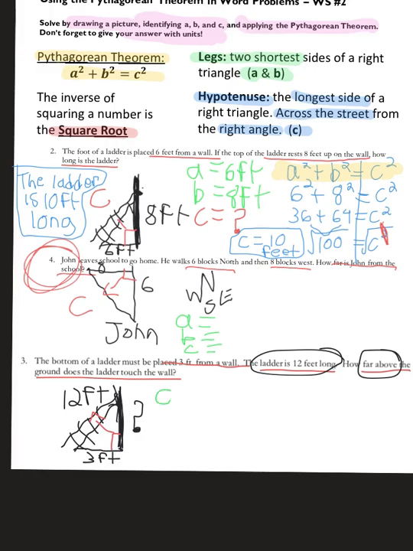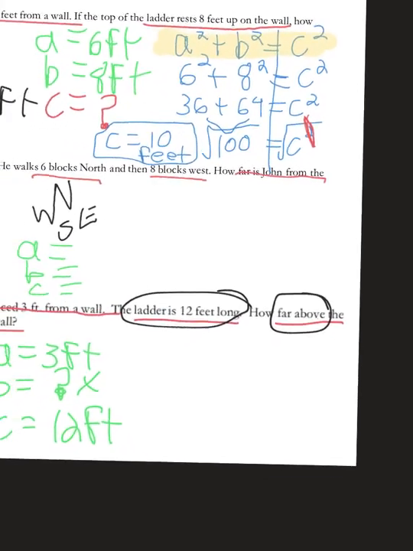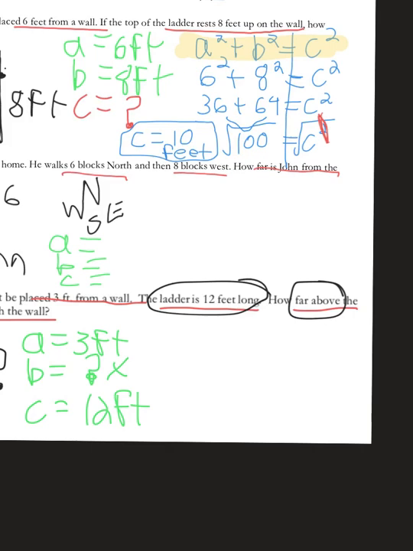So here we go. Let's identify our legs. We'll say A is 3 feet. We don't know what B is yet. I could put X, right? But we know what C is. That's 12 feet. All right, so we have our Pythagorean theorem, right? We're going to say A squared plus B squared equals C squared. And we're going to just go ahead and plug everything directly into the equation.